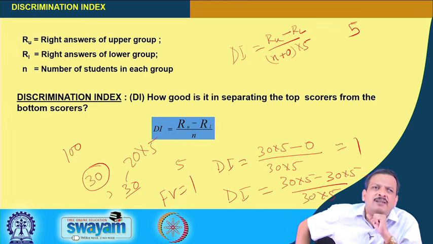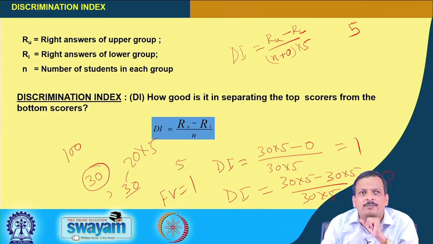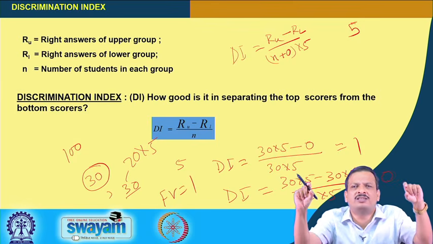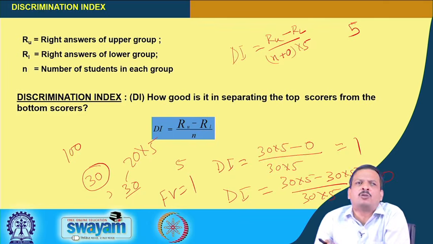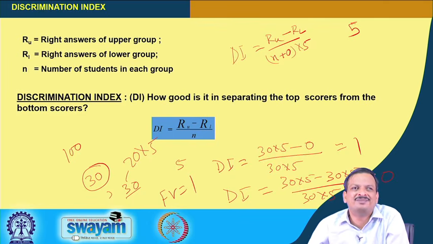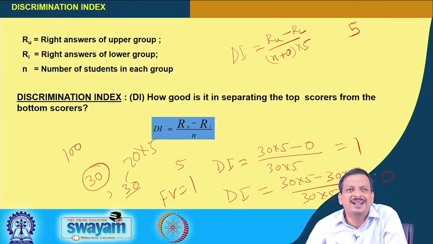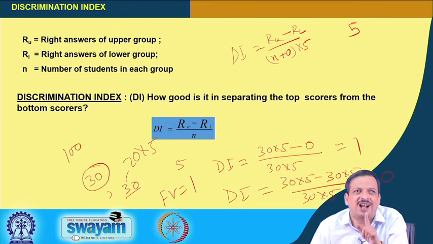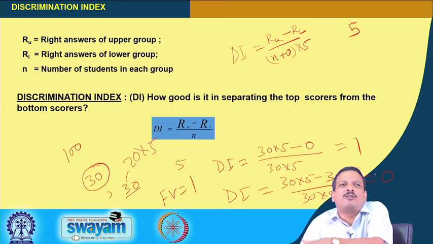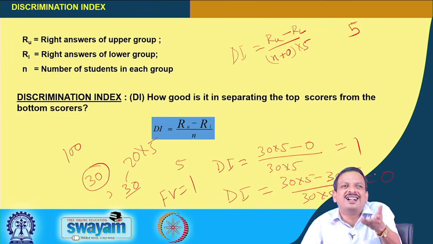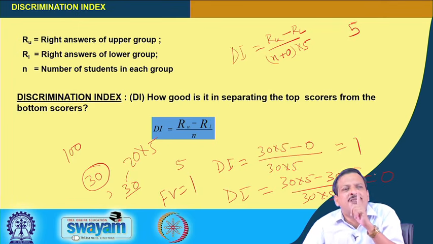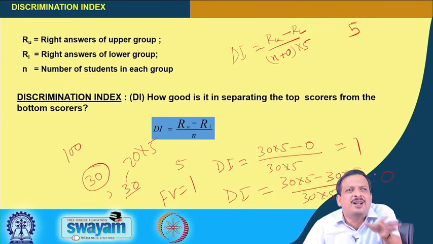But can DI be negative? Possible. Suppose you design a question where no upper group students are able to give the answer, but some lower group student is able to give the answer. What is the meaning? The meaning is that the question is so ambiguous that by chance the lower group student has given that answer, and by luck he can get those marks. So, when you get DI equal to negative, it is possible that the test item is ambiguous.